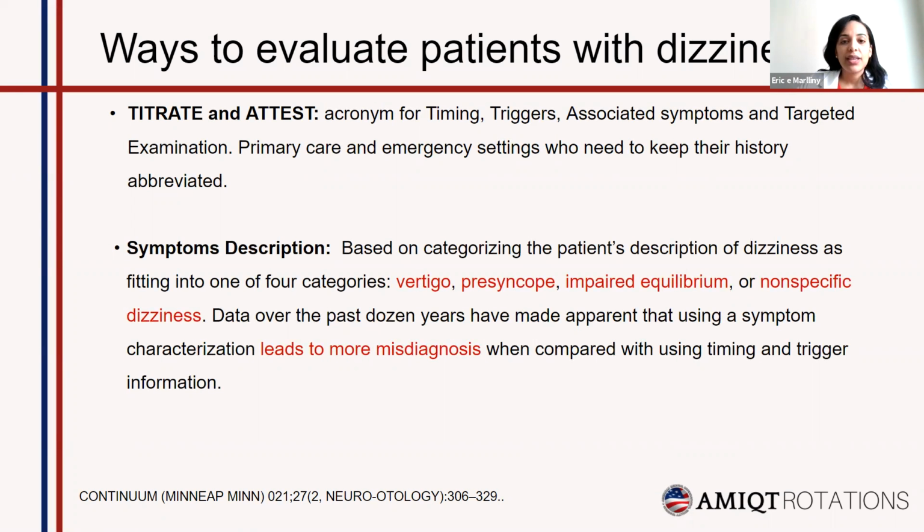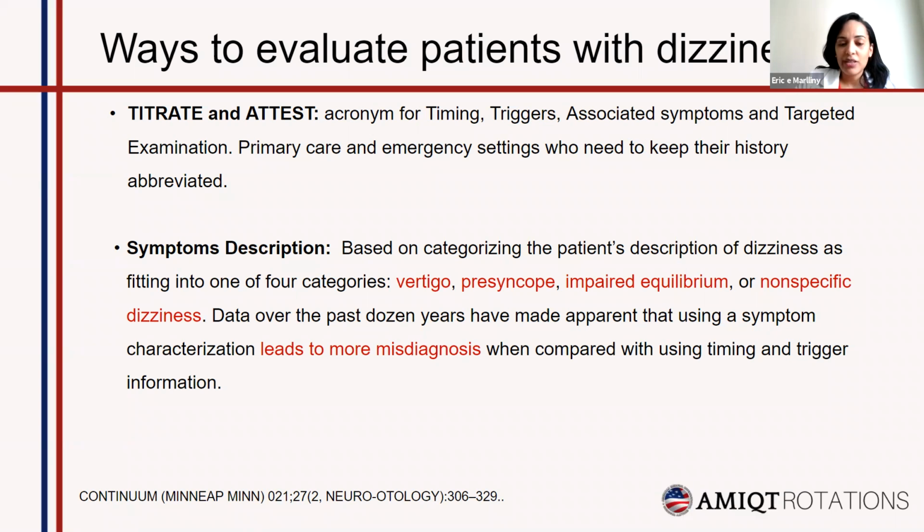Another way is using the acronym from timing, trigger, associated symptoms, and target examination. This is more used in primary care and emergency settings because they need to keep their history short. And the last one, that you actually chose during the last question, was the symptom description. The problem is that this way to evaluate the patient's dizziness was actually established in the 1970s.